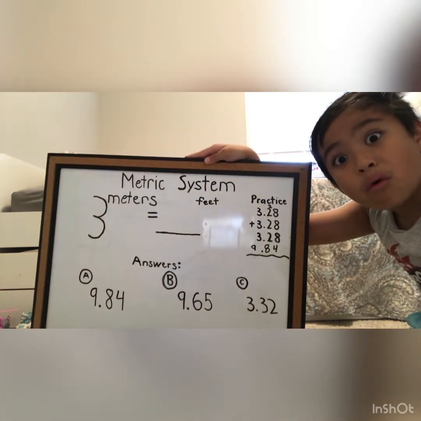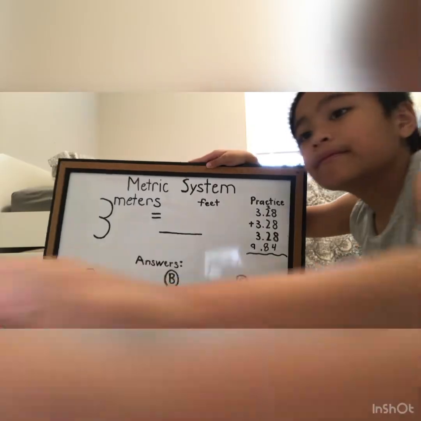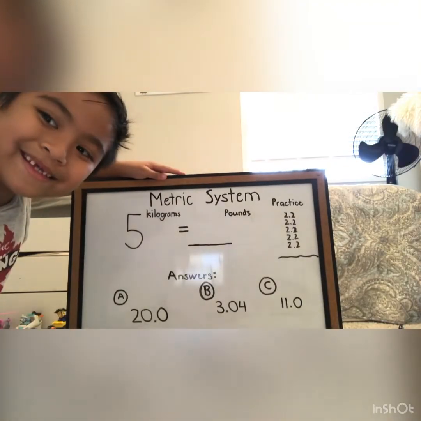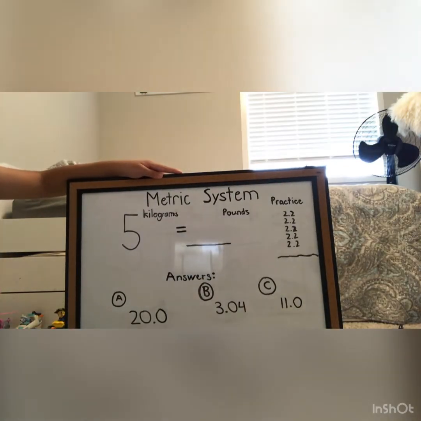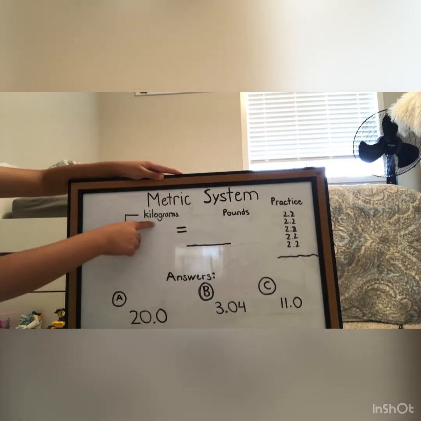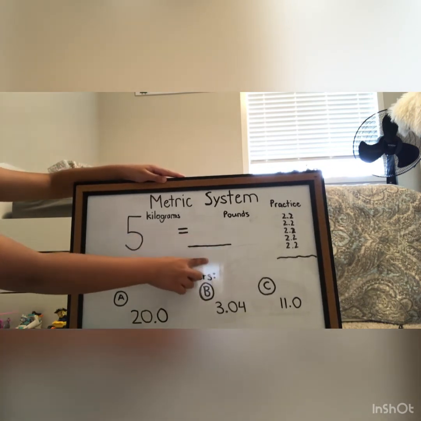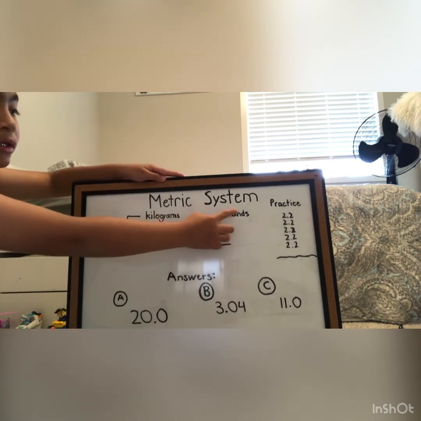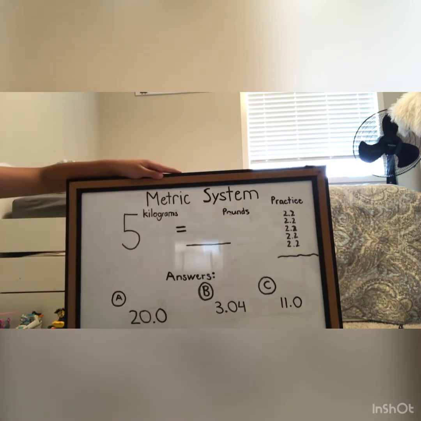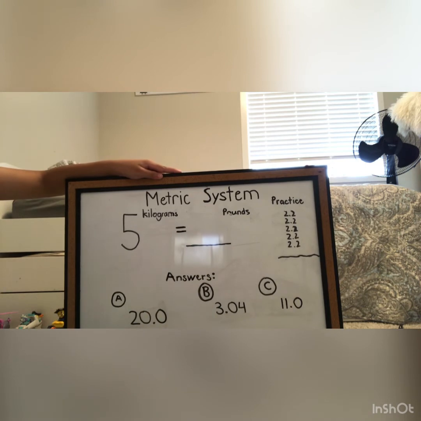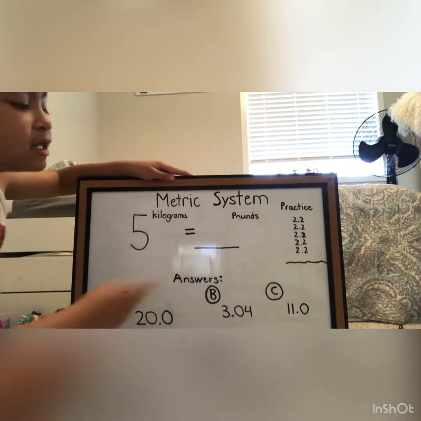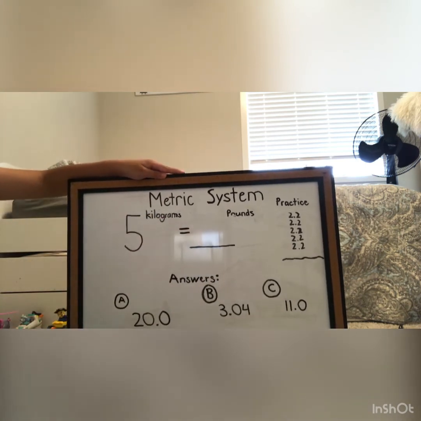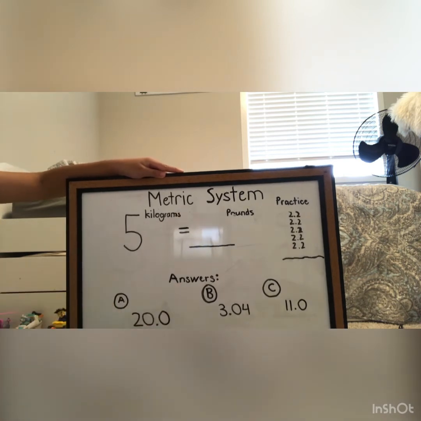Time to do weight. Weight time. The question is 5 kilograms equals something pounds. Oops, I erased it. Here's the practice if you need. Now here are the answers.